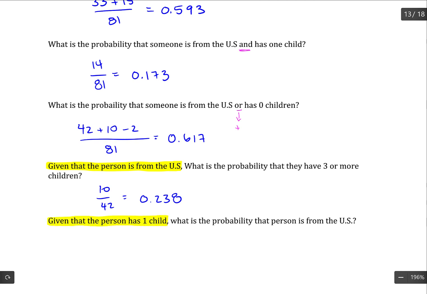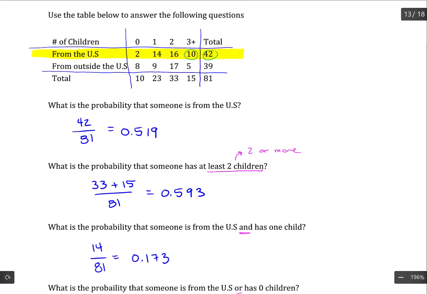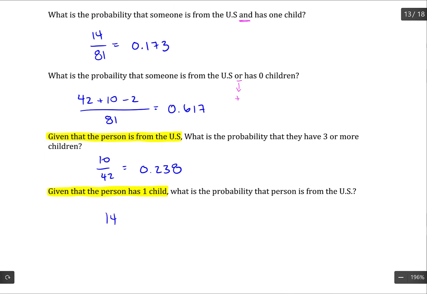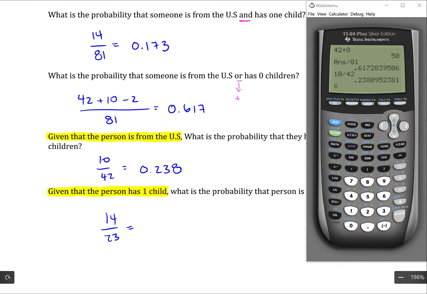Now, given that the person has 1 child, what's the probability the person is from the US? So again, we're given something about our situation. So we need to restrict ourselves to just that part of the table. So in this case, we're given that a person has 1 child. So this is the only part of the table we're concerned with. Now, what's the probability they're from the US? It's 14 over 23. Which is 0.609.